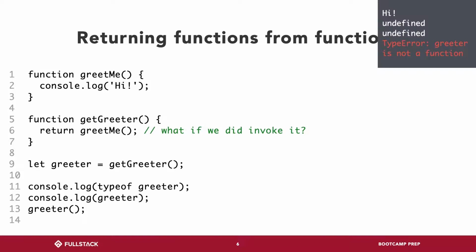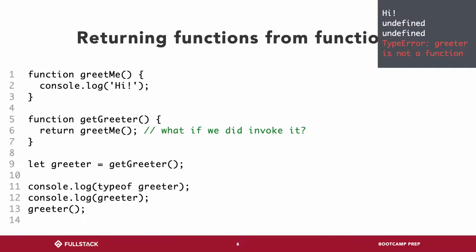And that's why the "hi" is console logged first, because we had to run this function first to get the return value of greetMe. So we get the console log, and then we get nothing. There's no more code. So this function returns undefined. So then typeof undefined is undefined. Greeter is undefined, and you can't invoke undefined because it's not a function.